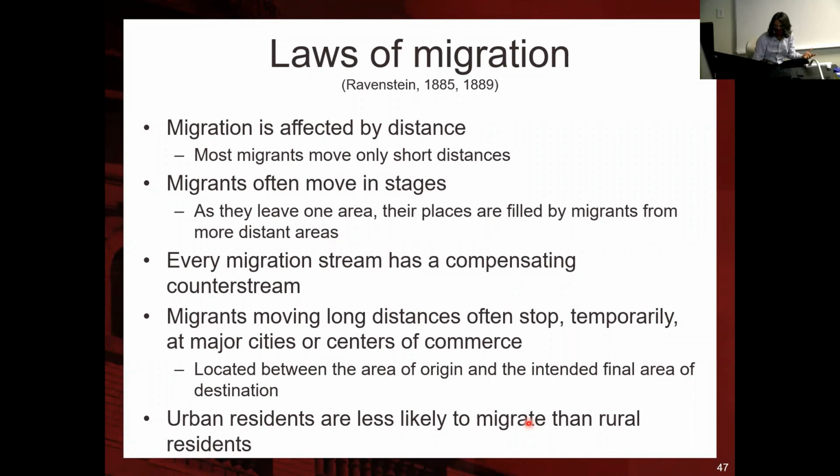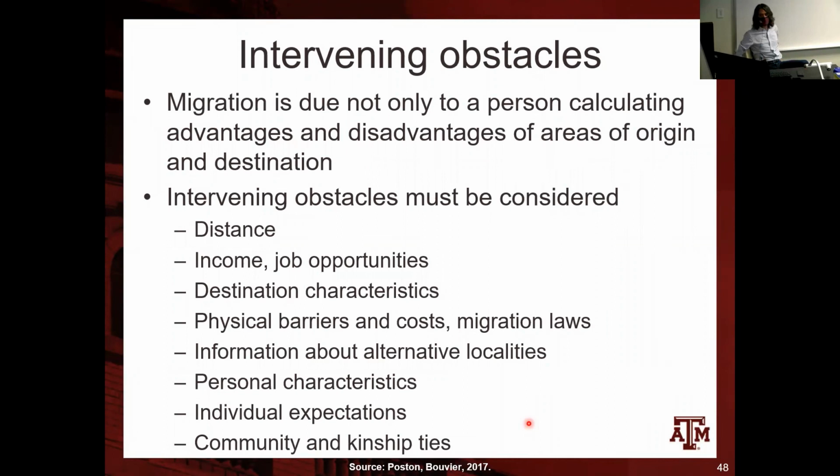And Poston emphasizes some intervening obstacles. Migration is due not only to a person calculating advantages and disadvantages. Oh, there is higher unemployment here compared to that other area. There is no good school here compared to other areas where I could move to give my children schooling. Of course, these are macro level differences.